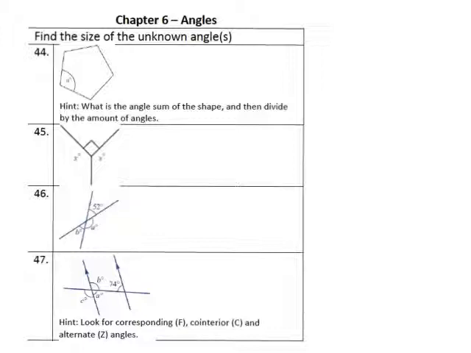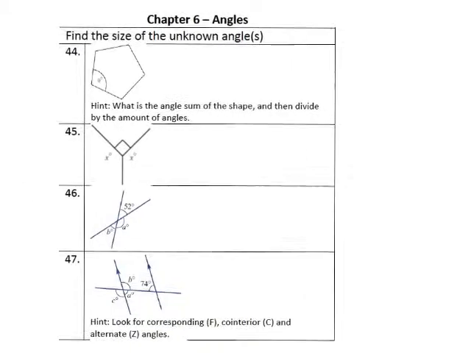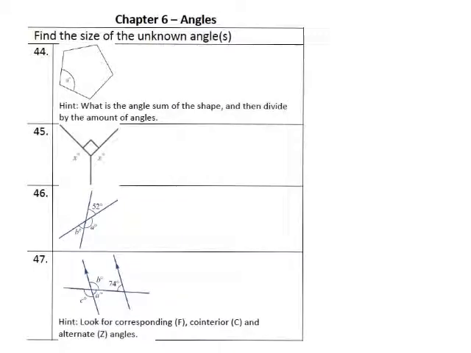Okay, we're up to the next section, which is on angles, and the first question says, for all of them, find the size of the unknown angles in this shape. So here we go. The first question, I want you to think about how many sides we've got. So 1, 2, 3, 4, 5 sides. So that makes us a pentagon, and we learnt in class that a pentagon has an angle sum of 540 degrees.